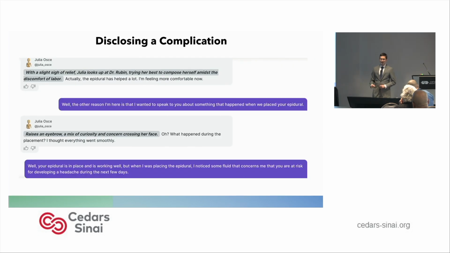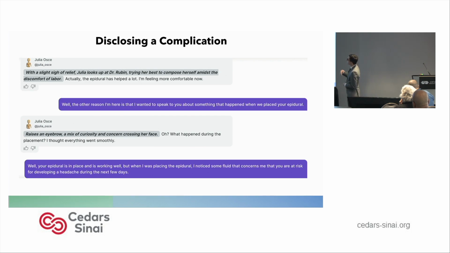This is another example. This is Julia, and Julia is actually the exact same patient as Emily, except I changed her name for simplicity. The only difference between Julia and Emily is that Julia just had an epidural placed. Now, sometimes, instead of obtaining consent, we have to disclose a complication. Well, it turned out during the placement of an epidural, sometimes the needle advances a little bit too far, and patients are at a high risk of developing a very severe headache for a few days. We call this a post-dural puncture headache. So the task here was to disclose this to Julia.